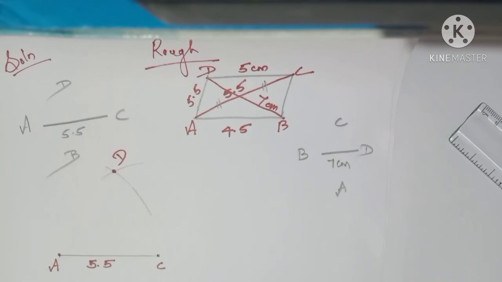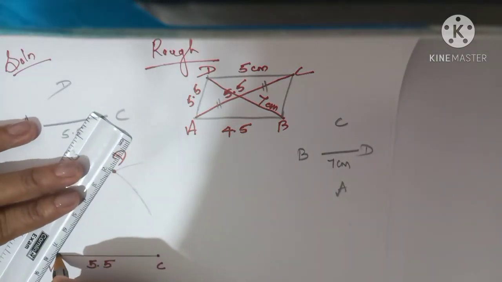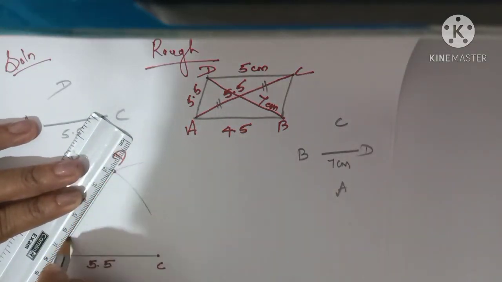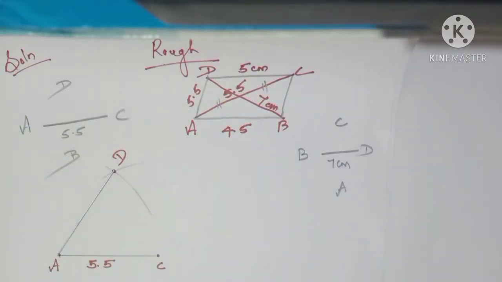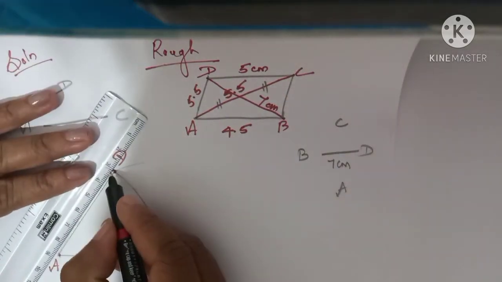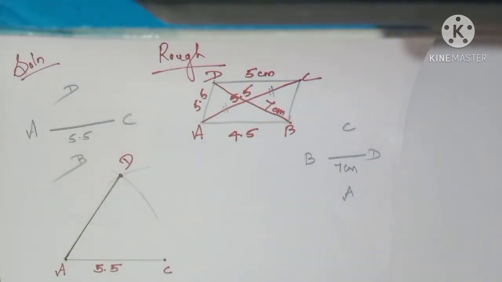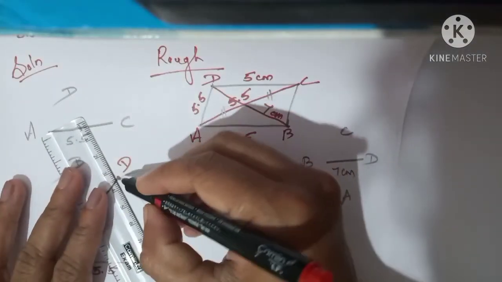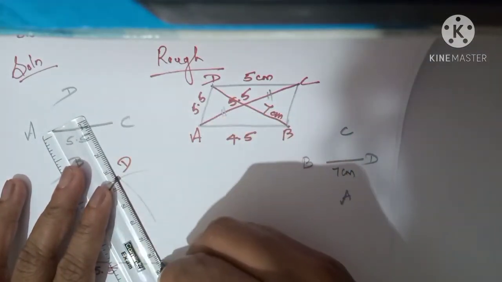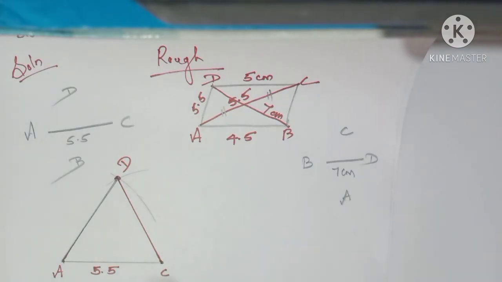So next thing what we will do, children, you are going to join AD. Next thing you are going to join point A and D. If you want, I'll just mark with a marker, then it is easy for you to see. Okay, so I have drawn AD. Next thing, I'm going to join DC. So now we have completed the upper part of this triangle.